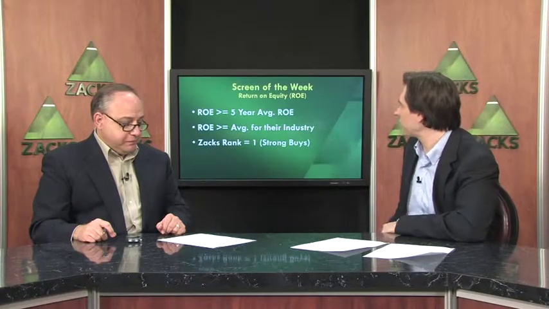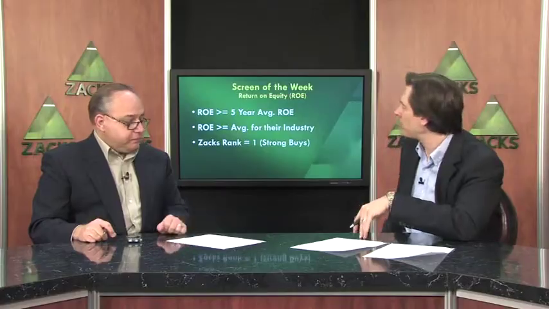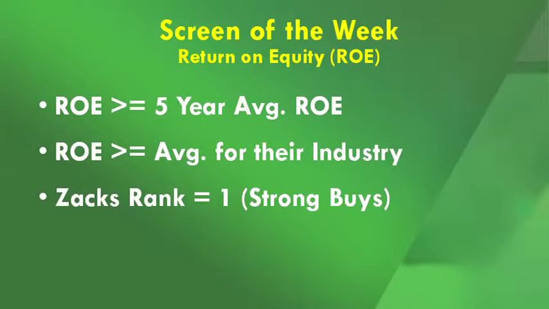Okay. The screen I'm running this week, it's pretty simple, but I'm looking for companies where the ROE is greater than or equal to the average ROE over the last 5 years. I also want the ROE to be greater than or equal to the average ROE for their industry. So like we said, we want to find the companies that are top within their group. And as usual, I usually apply these parameters to the Zacks Rank, and I am only applying these things to companies with a Zacks Rank of 1, which means we're looking at strong buys.